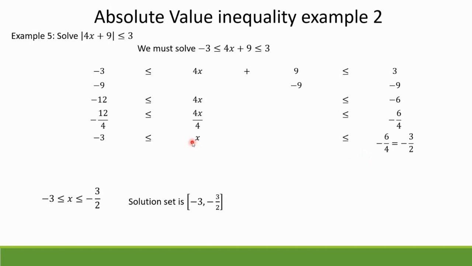Okay. That's what we get here. So our answer then is negative 3 less than or equal to x less than or equal to negative 3 halves. And of course, as an interval, that's what we get. You don't have to graph the solution set, mostly because I didn't ask you to. And I don't plan on asking you to either on the final. So, all right. Other questions on this?